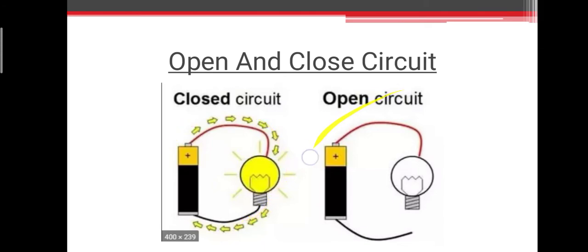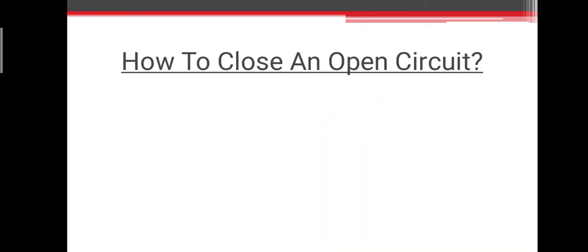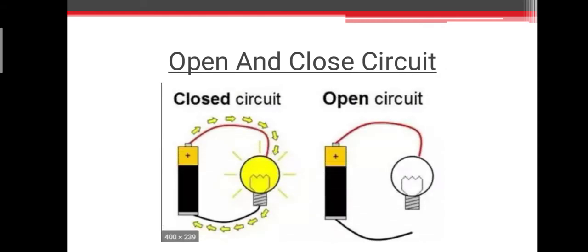Okay, this is an open circuit because it is broken from here. You can see it is broken from here. As it is broken here, the current cannot flow in a proper way, and if the current doesn't flow, the electric bulb will not light up.